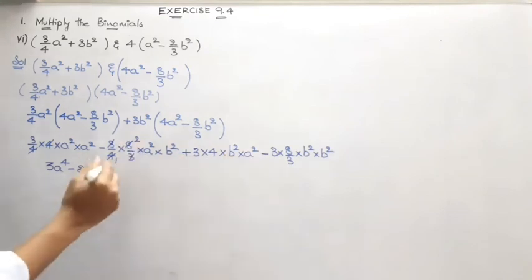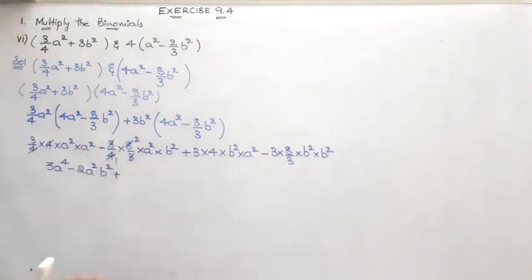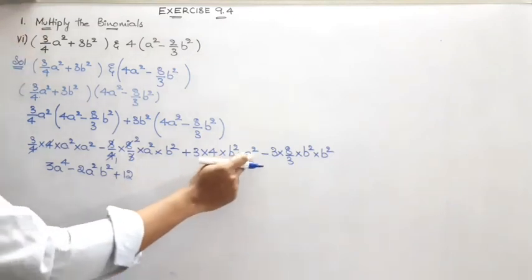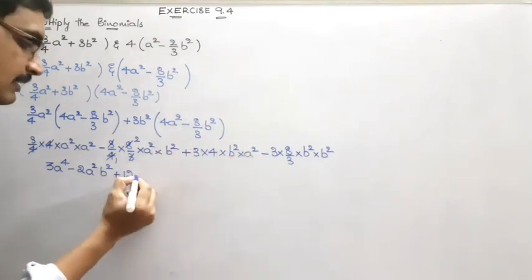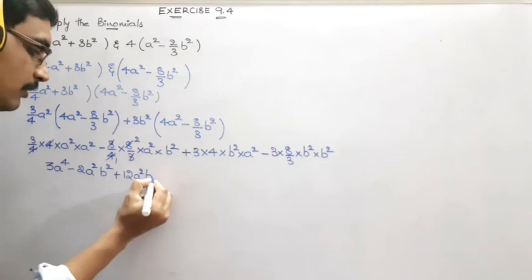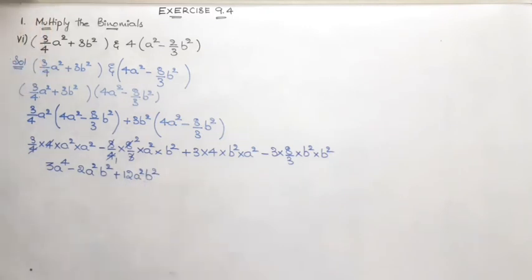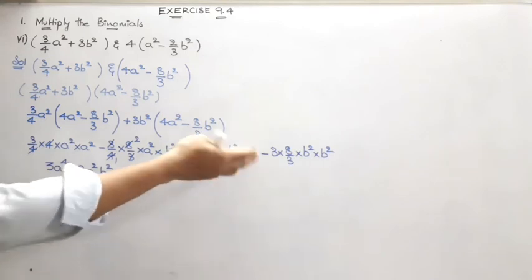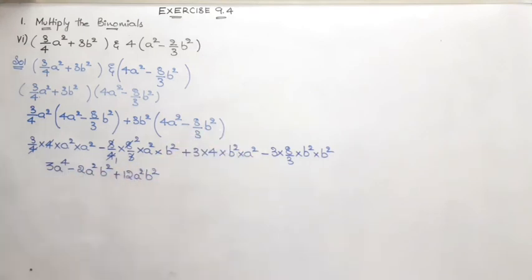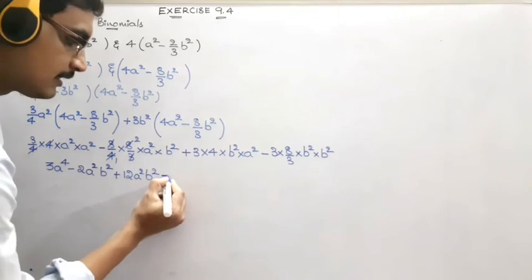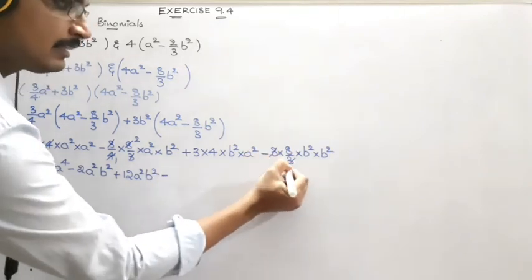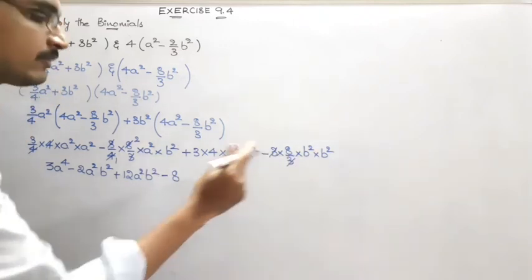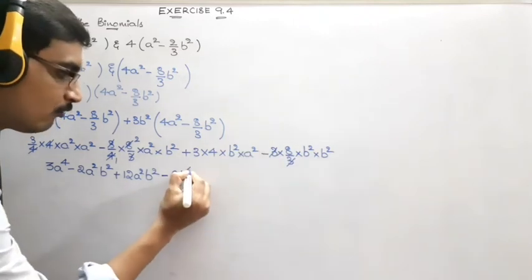Now this third term. Plus 3 into 4, 12. B square a square, or we can write it as a square b square, because in multiplication we don't carry such problem. B square multiplied by a square is b square a square or a square b square. Now minus, this 3 and this 3 will get cancelled. 8. B square into b square gives us b power 4.